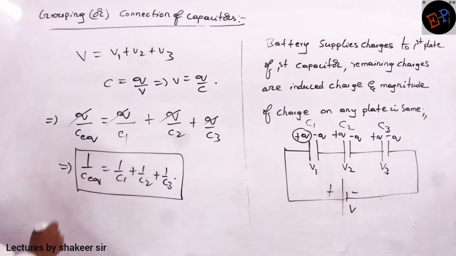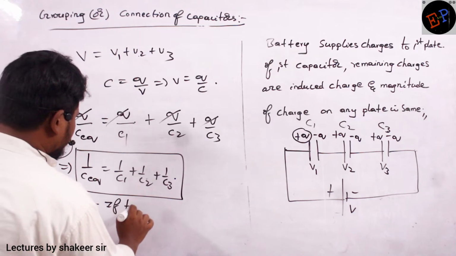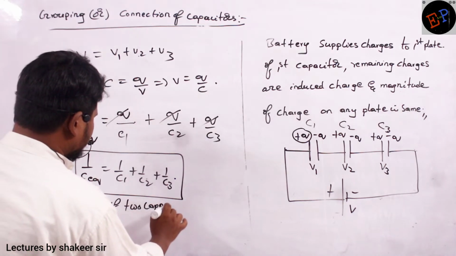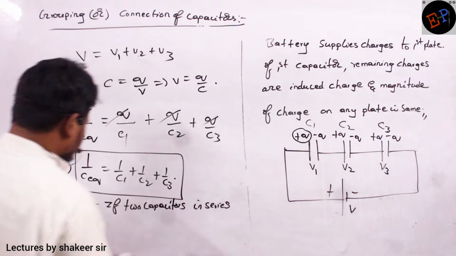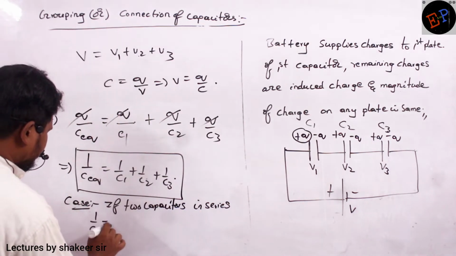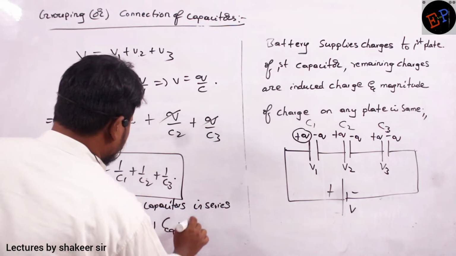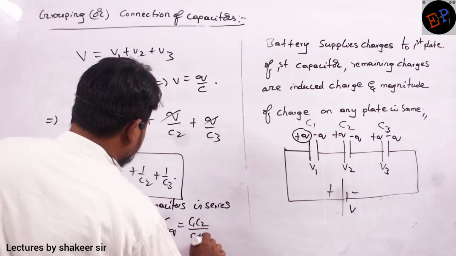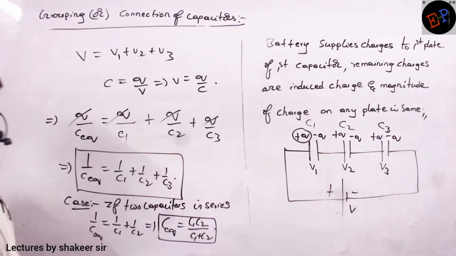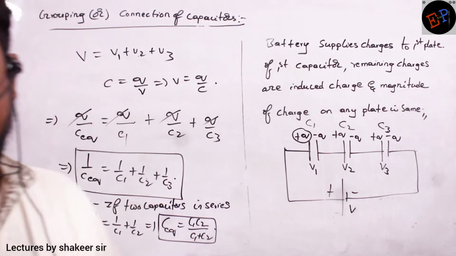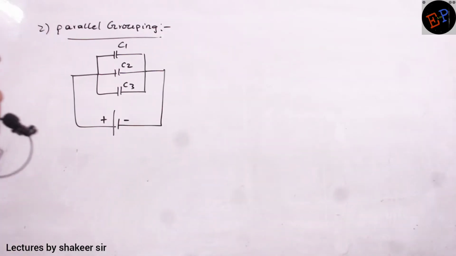Now here I will write one case also. If there are only two capacitors, if two capacitors are in series, then 1 by C equivalent is equal to 1 by C1 plus 1 by C2, and if I take LCM, C equivalent is C1 C2 divided by C1 plus C2. So this is the equation to calculate equivalent capacitance if two capacitors are connected in series connection. Understood?